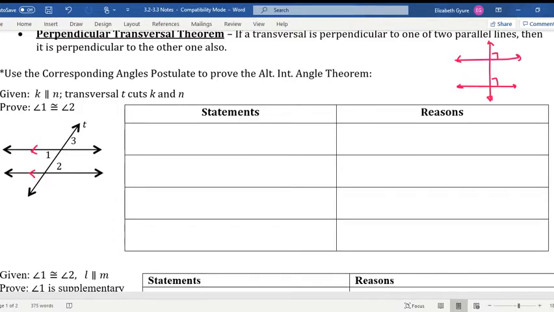So what we are going to do now is just prove this. So first thing is always your what? What's always your first step in a proof? Logan? To state the given. Good. So let's state the given. Line K is parallel to line N. And I'm not going to write out transversal. I'm just going to put T cuts K and N.